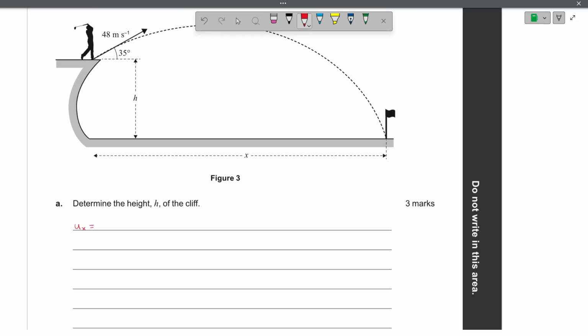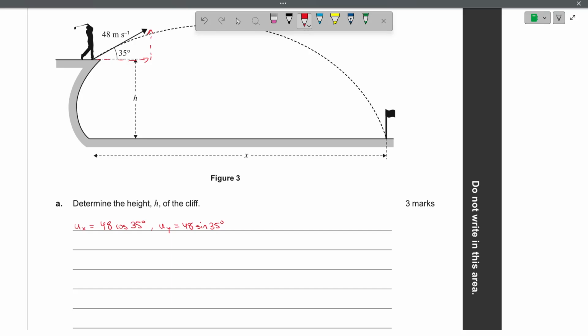Ux is the horizontal component, and you can see from the right angle triangle that we have here, Ux is cos of 35 times the 48. So 48 cos 35 degrees. And similarly, we can look at the vertical component, which is the sine of that triangle, which is 48 sine 35 degrees. I'm going to leave it like that. I'm not going to calculate what those are just yet.